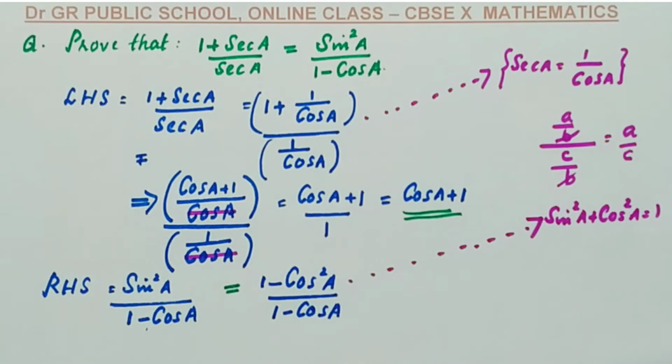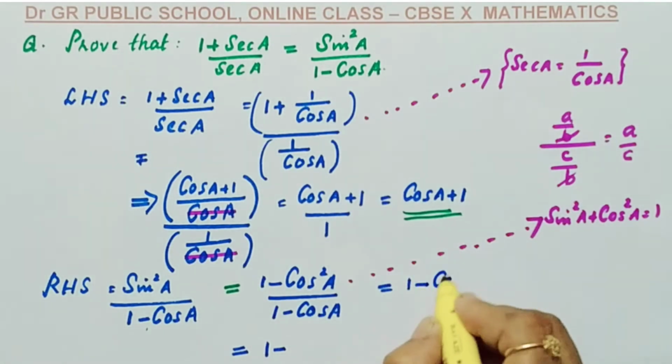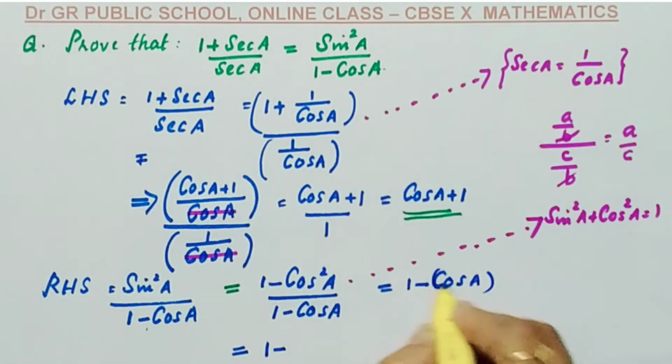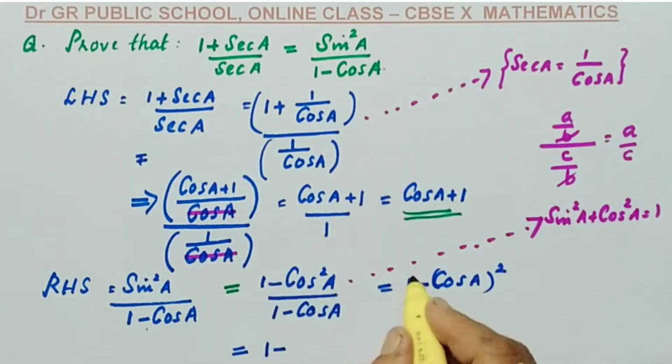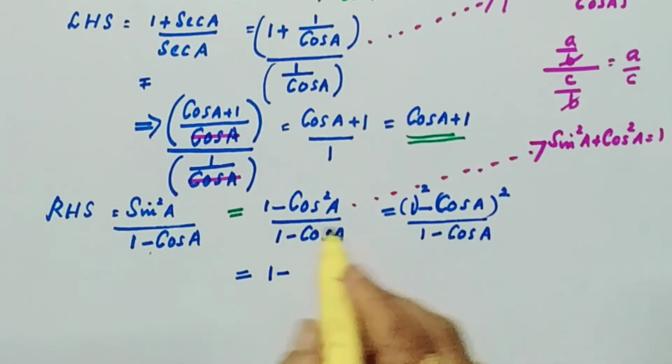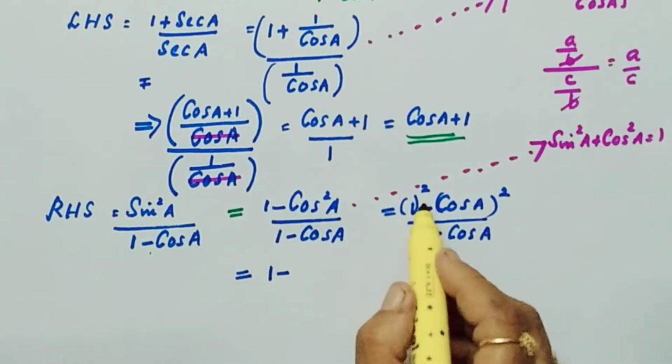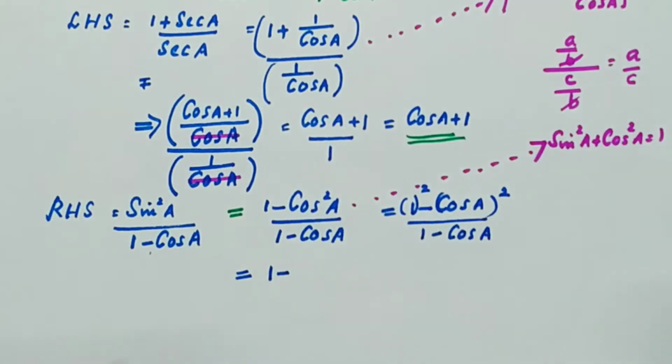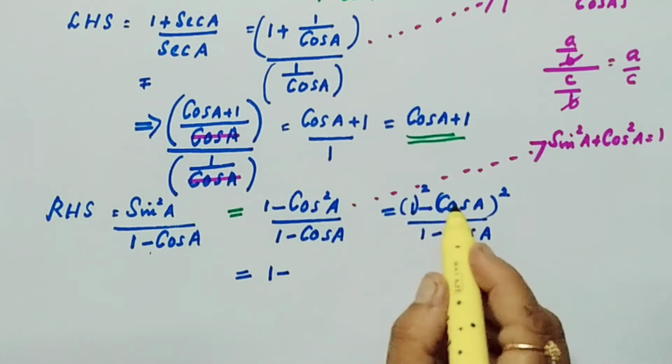Again, making simplification, 1 minus cos square a can be written as cos a the whole square. This is called cos square a. And 1, if you want, you can think of as 1 square divided by 1 minus cos a. If you want, you can directly write this step without writing this step itself. So 1 can be written as 1 square and cos square a can be rewritten as cos a the whole square.